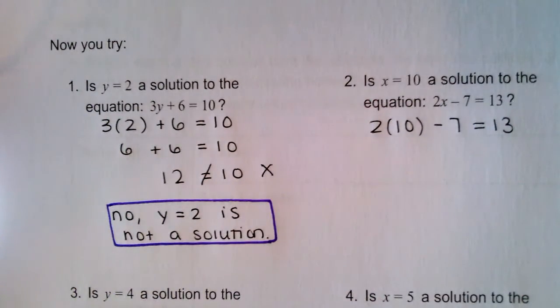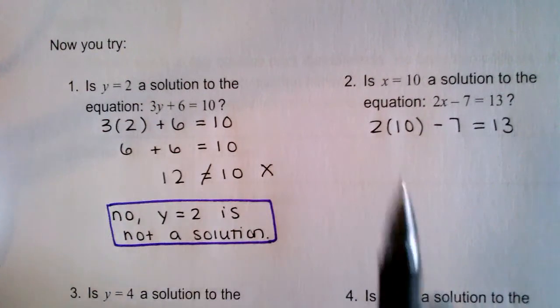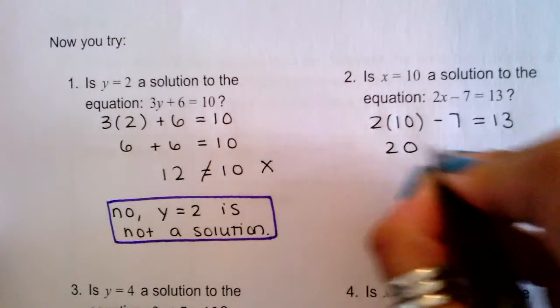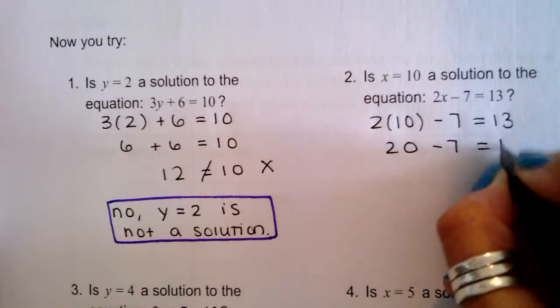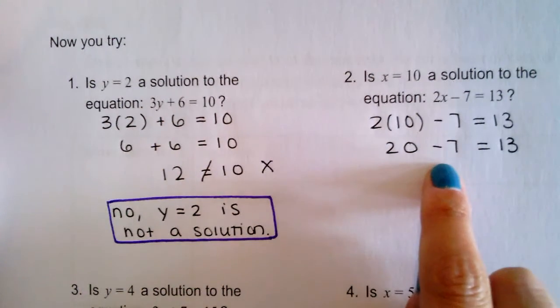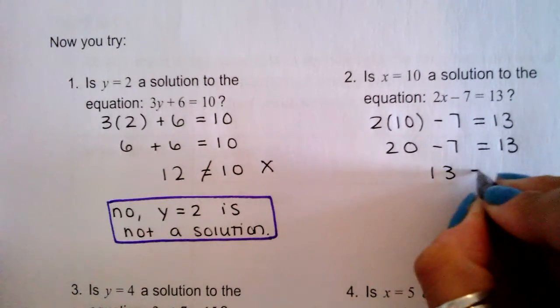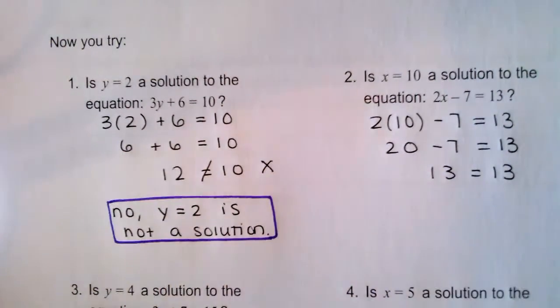Now we need to do step number 2, which is simplifying both sides of the equation. This is very similar to the first example that we did. We have to do 2 times 10 first. That gives us 20 minus 7 equals 13. One more step over here. We need to do 20 minus 7. That gives us 13 equals 13.